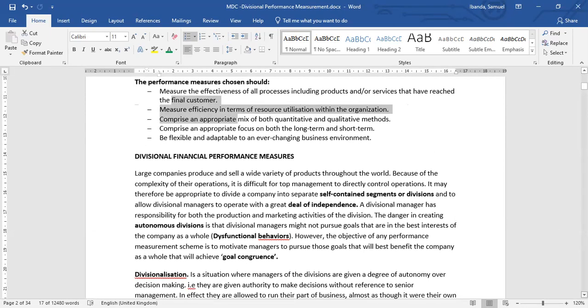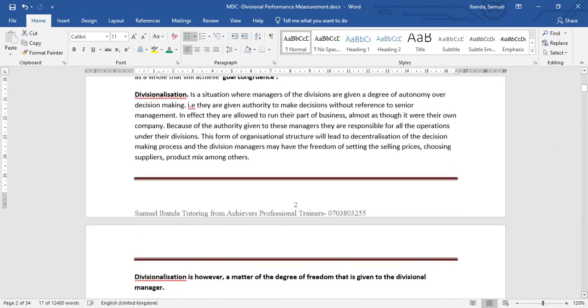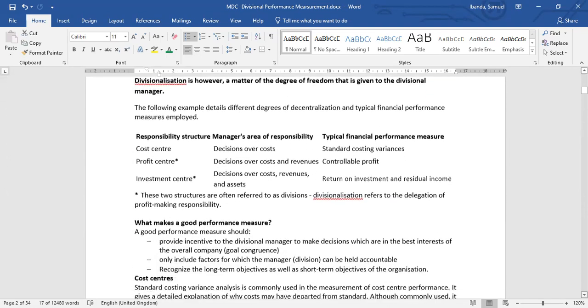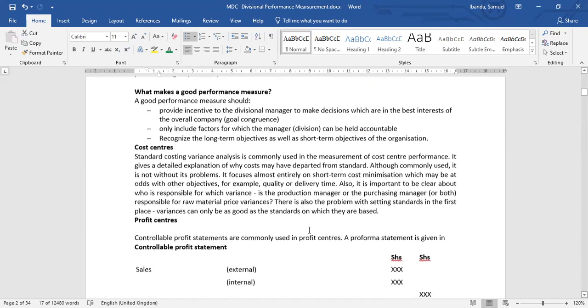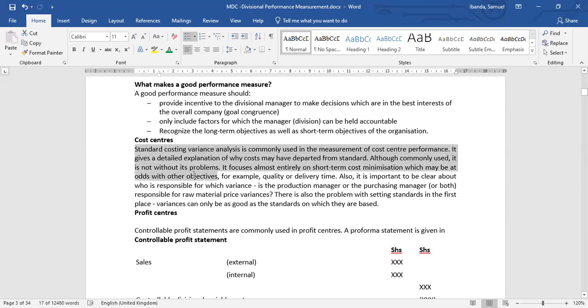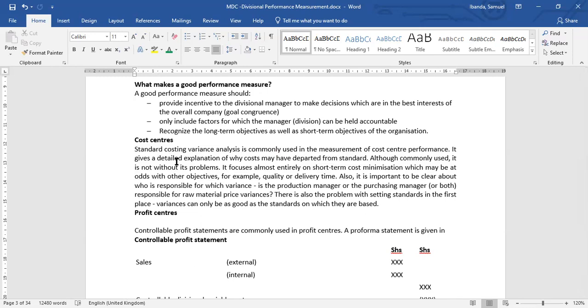Now to proceed in the same way, these are just to give you more about the cost center. Of course, like we say, the cost center is where you're in charge of costs, and where we look at the performance measure on costs is the standard costing variance. I've already tried to explain that to you.